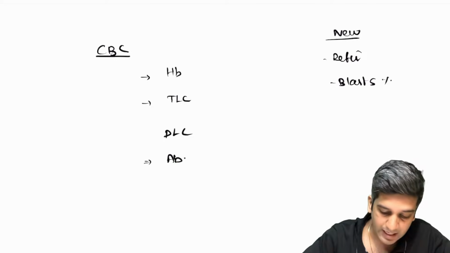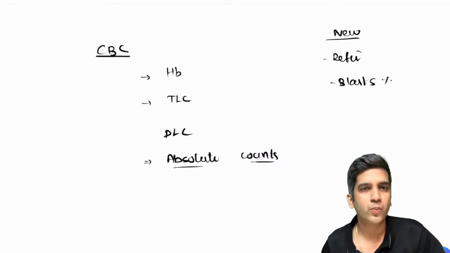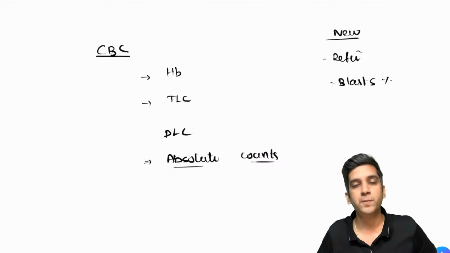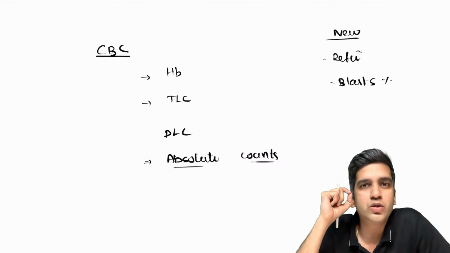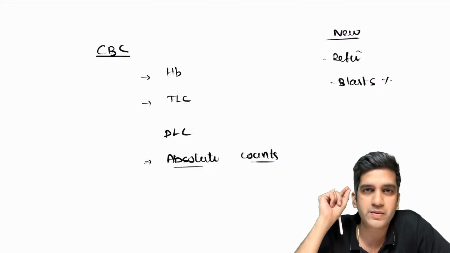It'll also give me absolute counts. Fine. Can anyone tell me what is meant by absolute count? Because there are a few places where this is very useful, right? Good evening, Siddhi. Where do you use an absolute count? What do you mean by an absolute count? Absolute neutrophil count, absolute lymphocyte count. Where is it useful and what does it mean?